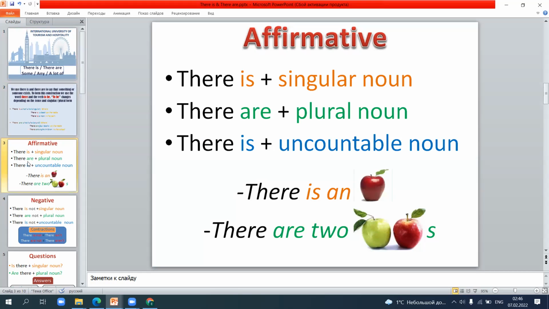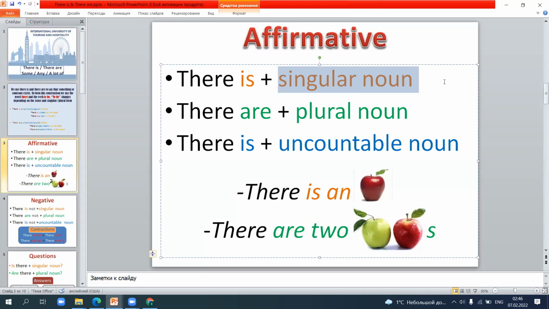Forming the affirmative sentences with there are and there is. As you know, we use the construction there is with a singular noun, and the construction there are with a plural noun. Also, we use there is with uncountable nouns. So look at the examples.